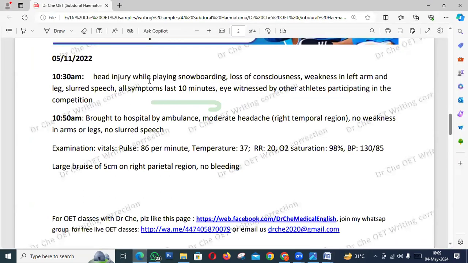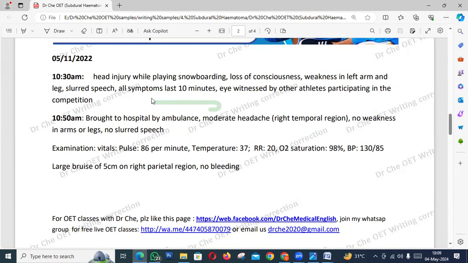Then you have to see here what you read. There was a head injury while playing snowboarding. There was loss of consciousness, weakness in left arm and leg, slurred speech, all symptoms lasting 10 minutes. It was witnessed by other athletes participating in the competition. Is it important to mention that? We can skip this information. Yes or no? Yes, sir, you can skip.